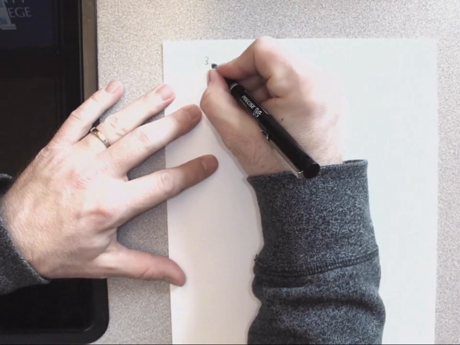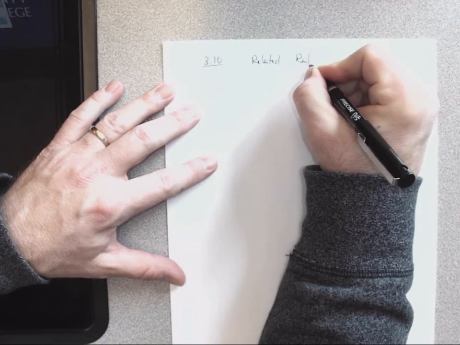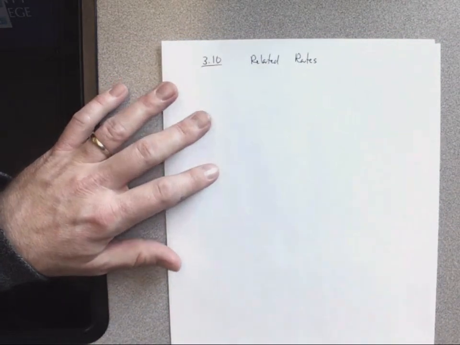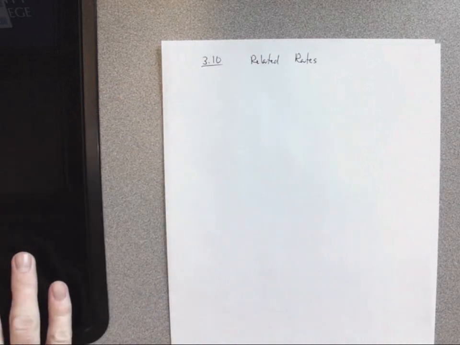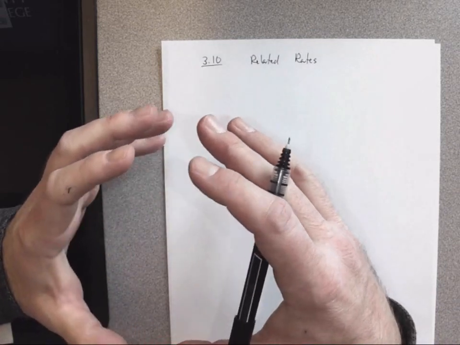3.10 related rates. Probably one of the most interesting of the sections, but interesting also means a bit complicated. What we want to see is how one rate is affected by another through the formula they're connected to. So the first thing we're going to talk about is pumping up a balloon.